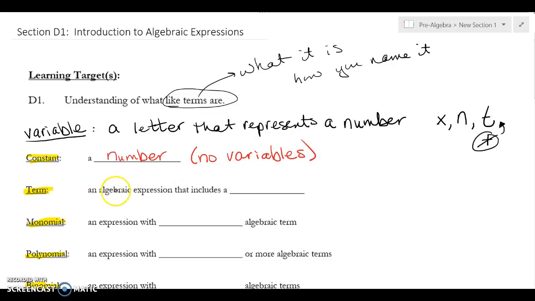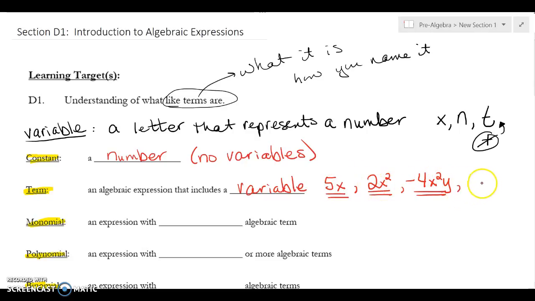A term is an algebraic expression that includes a variable. So 5x is a term. 2x squared is a term. Negative 4x squared y is a term. So a term is just one thing that does not have a plus or minus with it. It just has a number and a variable, or two variables or three variables. It just has a number with a variable.